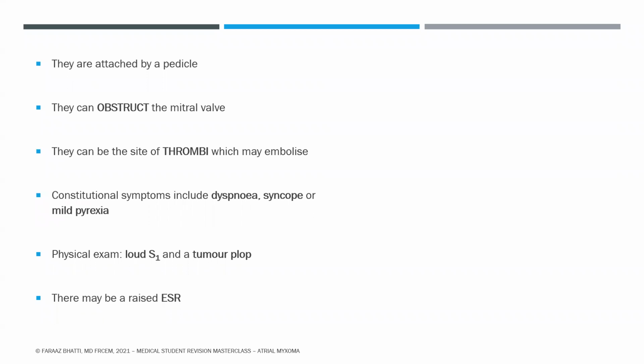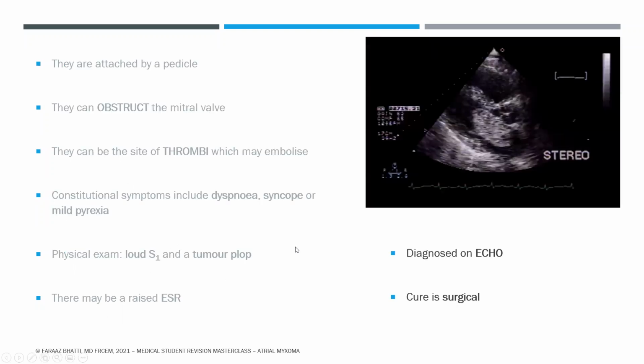On examination, you may find that the patient has a loud S1 and a tumor plop. The tumor plop is a loud S3, as pedunculated tumors come to an abrupt halt. There may also be a raised ESR.